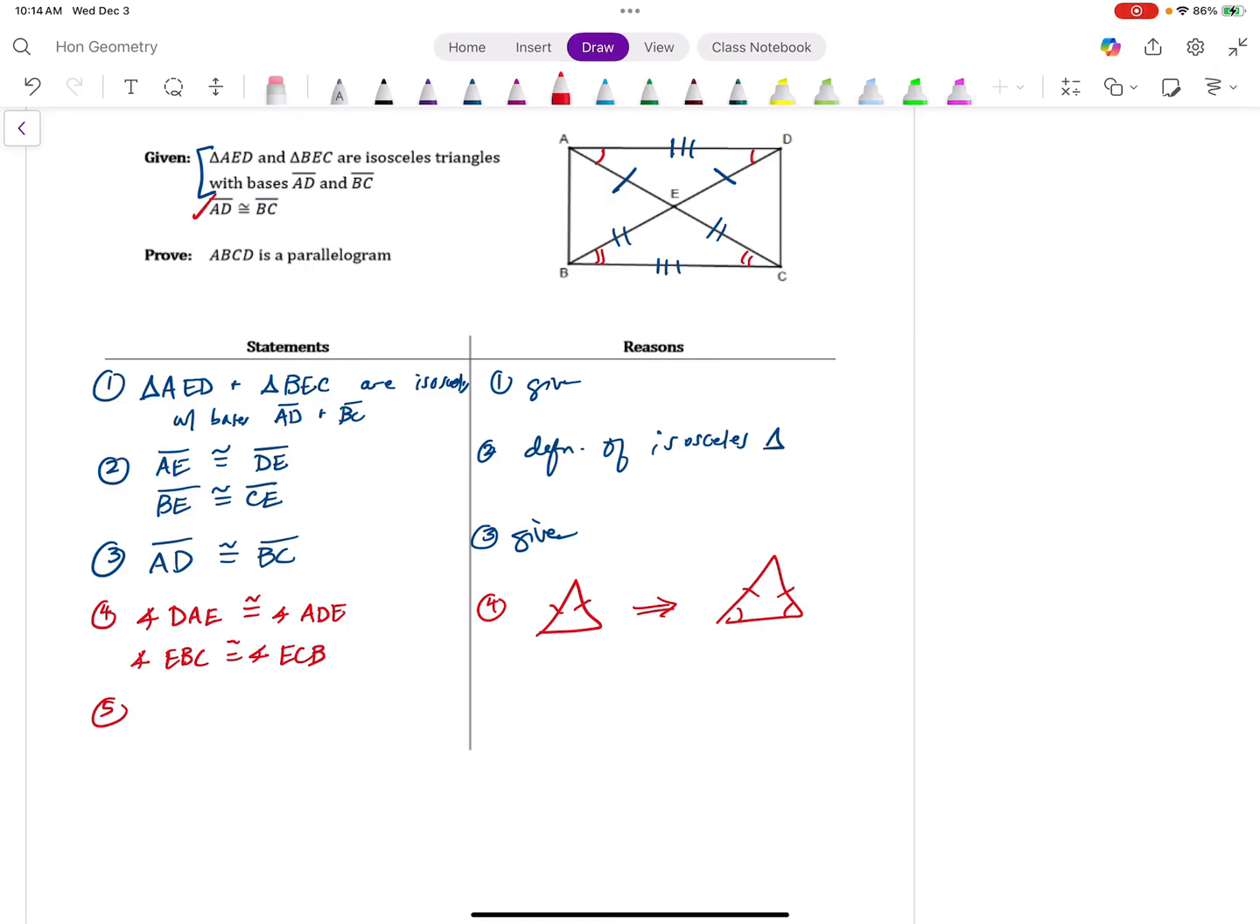All right, let's figure out where we're going to go with this. Well, I do know these angles are congruent. Let's see if I can work with that. So, angles AED and angle, let's say BEC. Those are congruent because vertical angles are congruent. Okay.